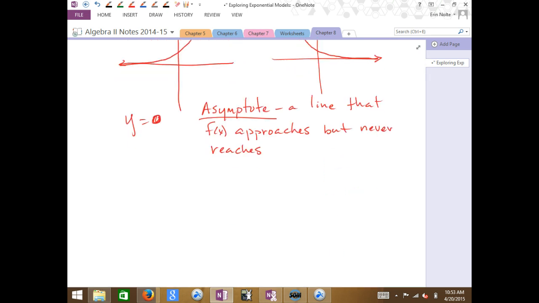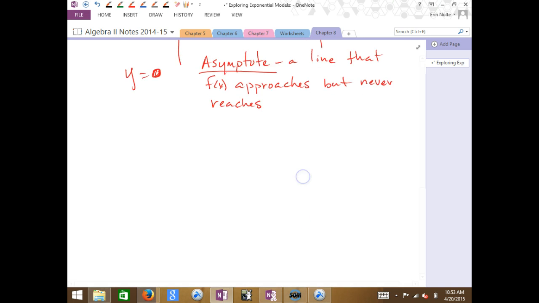So the first thing they're going to ask you to do is simply graph these functions. I'm going to give you the asymptote. We're going to be doing a lot more with asymptotes in the next 2 sections.